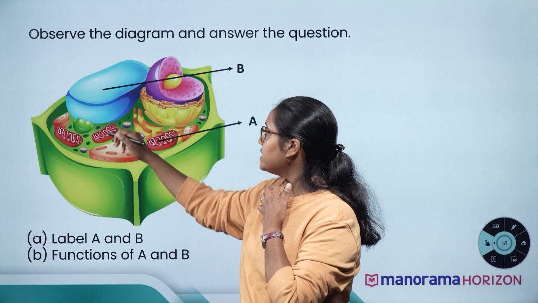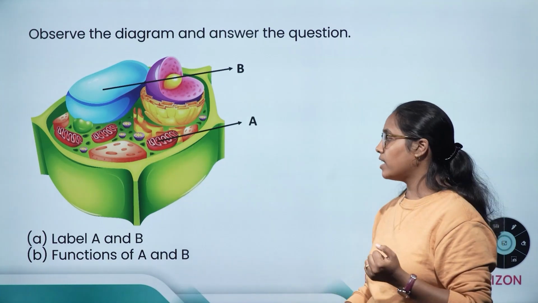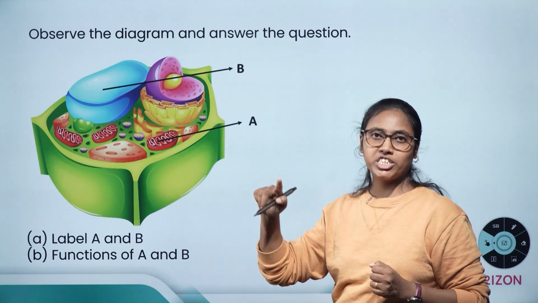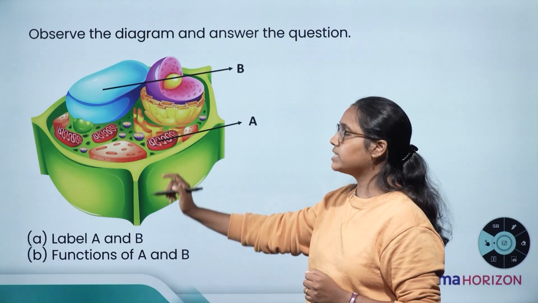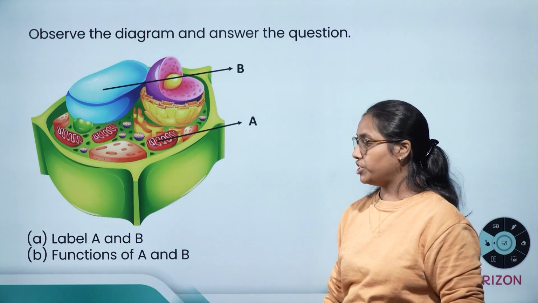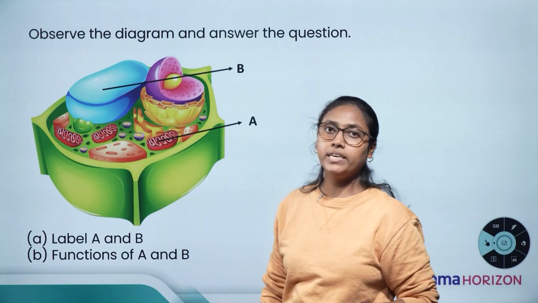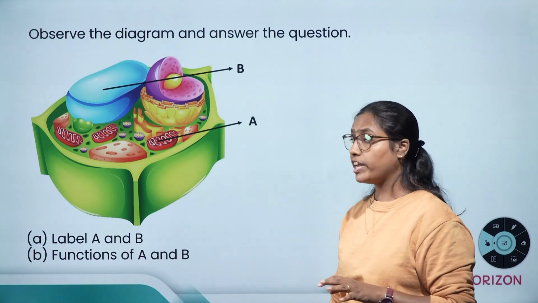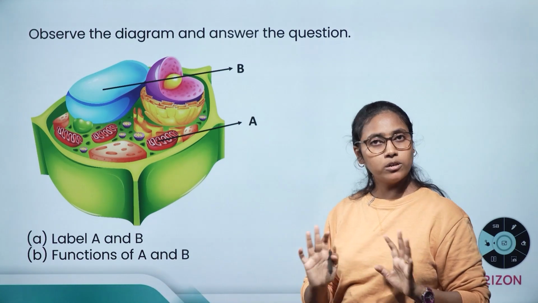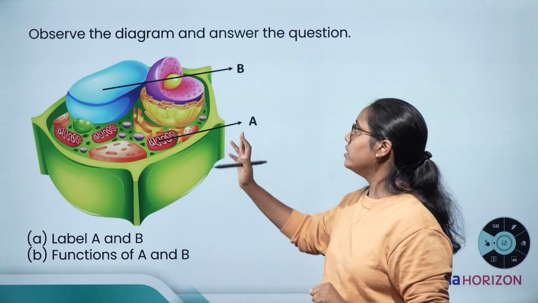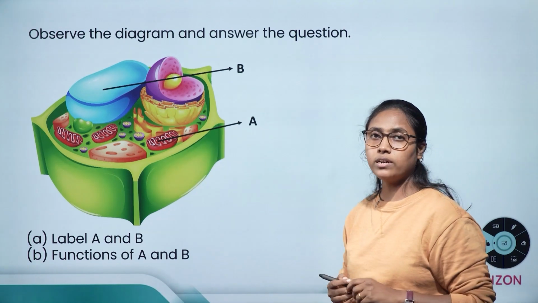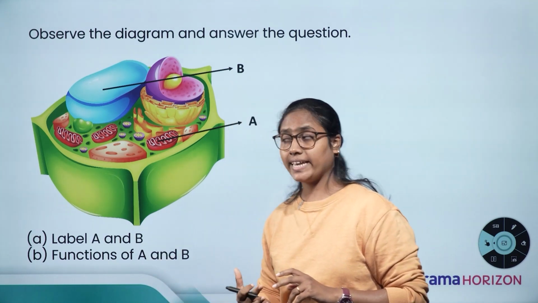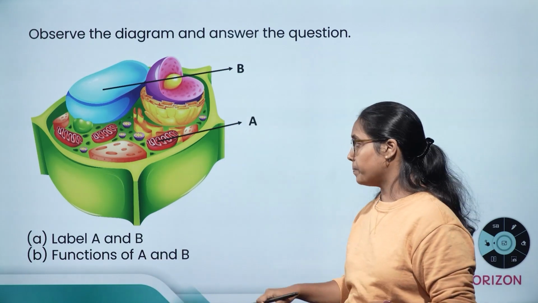Now if you can see this cell, it has been asked to label A and B. So what is A? You can see the invagination, right? By that you can say it's a mitochondria. And what is B? B is a vacuole. What is the function of A and B? A is the powerhouse of the cell, it generates power. B stores all the excess water or all the excretory substances in it.